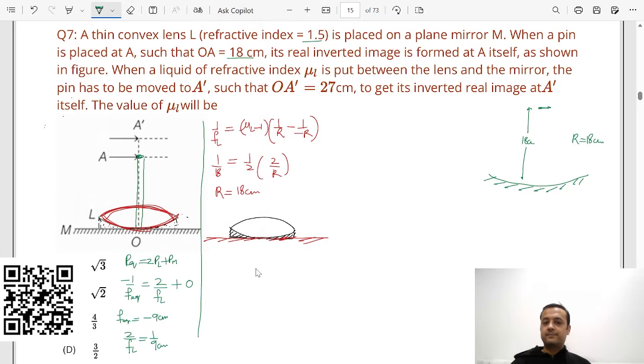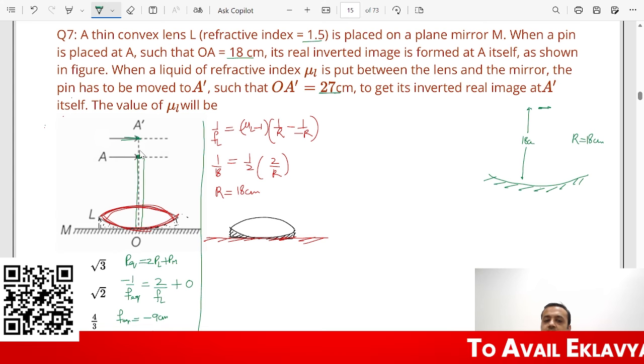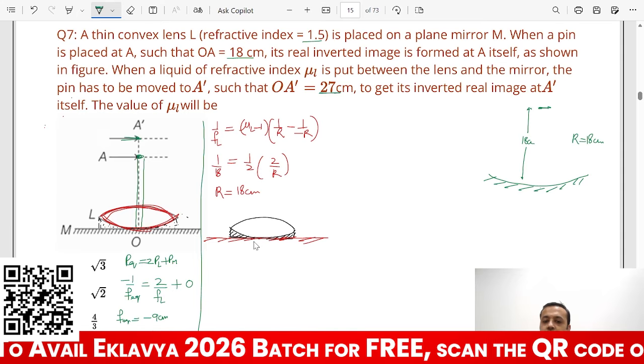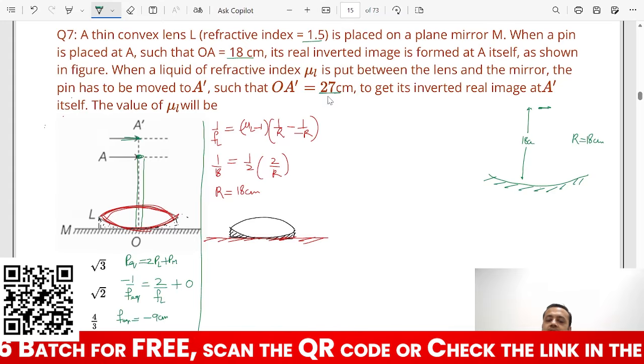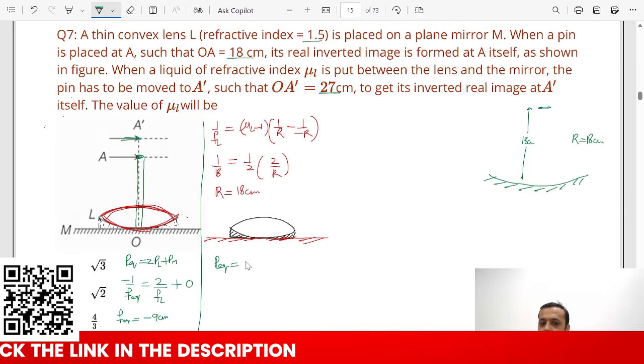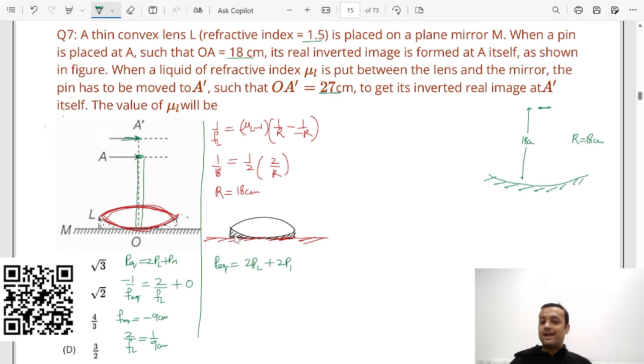Okay, now again, the question is saying that the overall radius of curvature in this case was 27 centimeter, because again, the idea here is that if the object is kept at 27 centimeter, then the image is formed there itself. That means this overall combination will behave like a concave mirror of focal length 13.5. Why? Because the radius of curvature is 27 centimeter. So again, I will write the same formula. P equivalent will be twice the power of the original lens, which was convex lens, plus twice the power of this plano concave lens, and plus power of mirror is again 0. Plane mirror will not have any power.